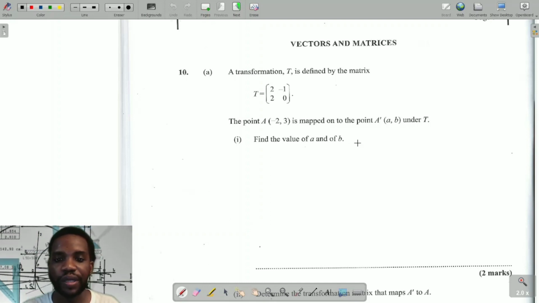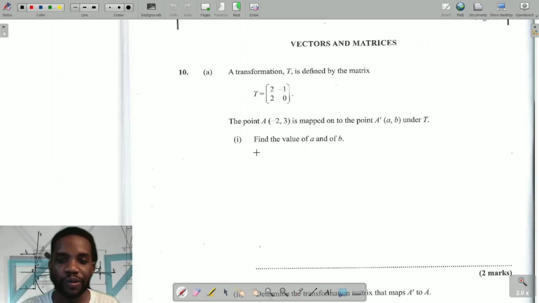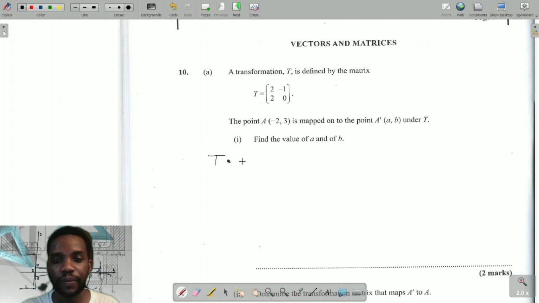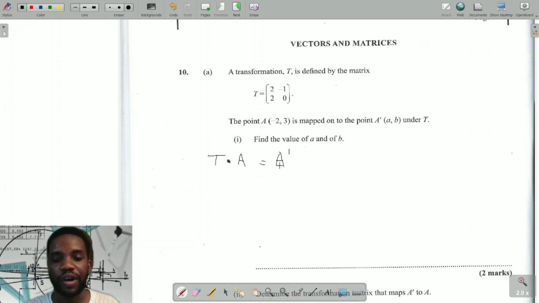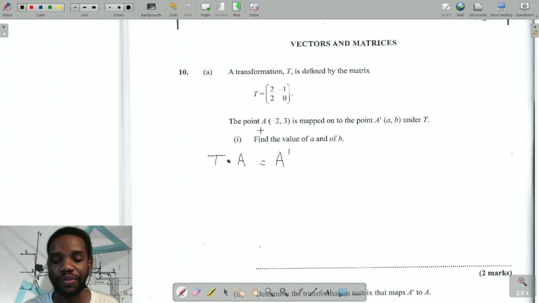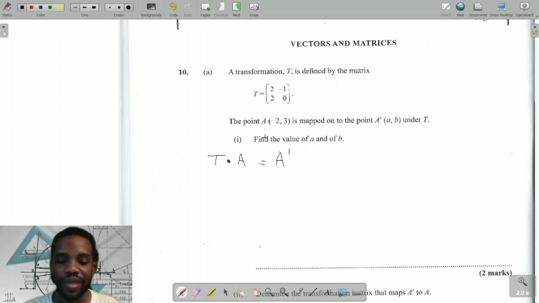Now, pretty straightforward. T is a transformation that maps A onto A prime. How do I approach that? Whenever you're given a scenario like this, it means that when you multiply the transformational matrix T by the matrix A, and of course I would have to put this in matrix form, I'm going to end up with A prime. Technically, because these are coordinates, to turn them into matrices they become position vectors, and so you have to learn to make the connection.